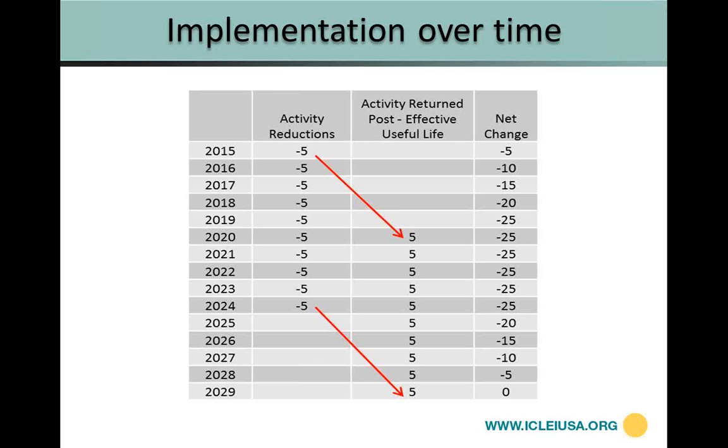The way the tool works for this is by adding back the reduced activity at the end of the useful life. This table in front of you shows the impact of a program that is implemented for 10 years, where the life of the equipment installed is 5 years. The benefit increases for the first 5 years of the program.